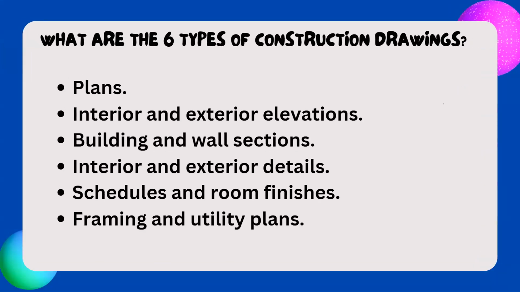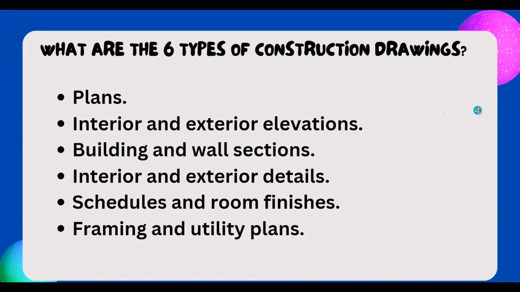There are another 6 types of construction drawings: plans, interior and exterior elevations, building and wall sections, interior and exterior details, schedules and room finishes, and the last is framing and utilities plan.